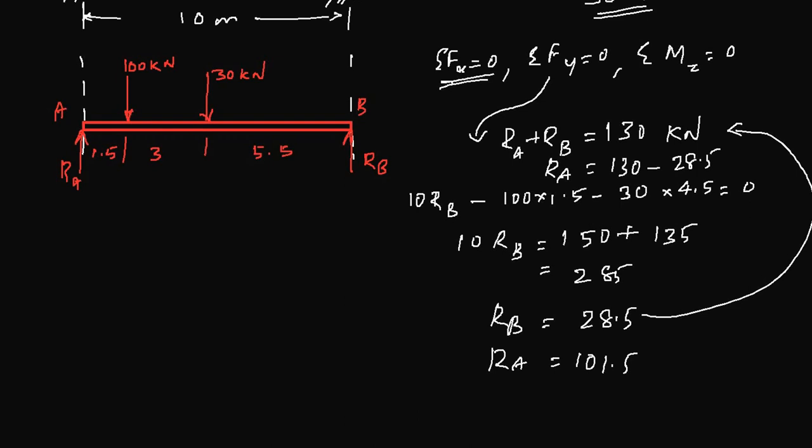Now that you got the reactions at A and B, you don't need this diagram anymore. You can go back to your original diagram where you had a UDL and a point load. Now let's go back to the original diagram.